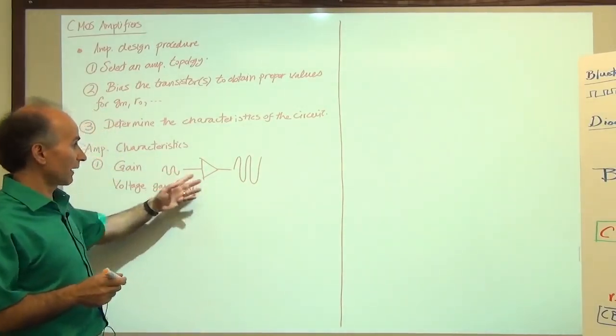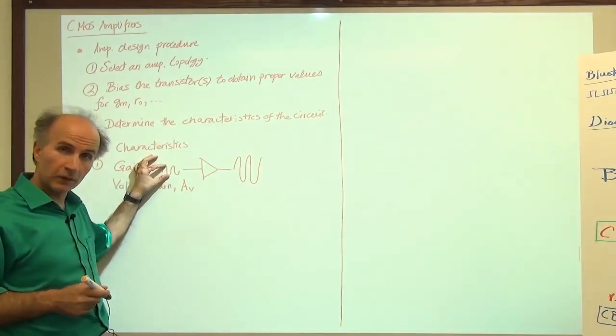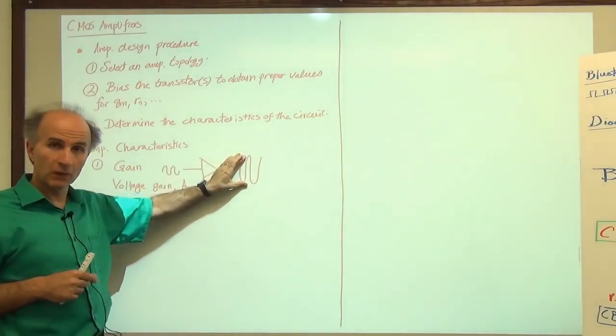For example, the voltage gain of an amplifier might be 10. If you give it 2 millivolts peak to peak, let's say to this microphone, then the amplifier generates 20 millivolts peak to peak.